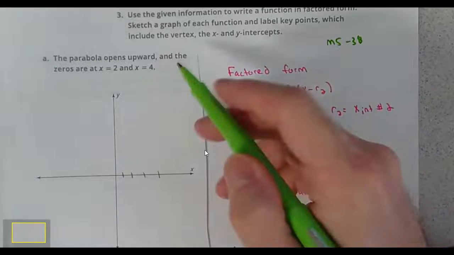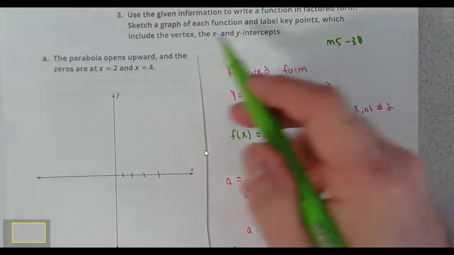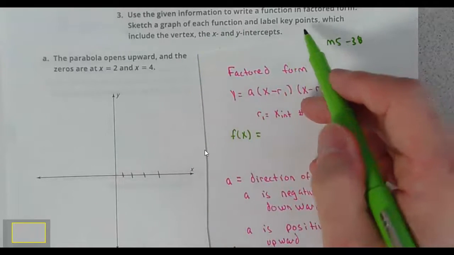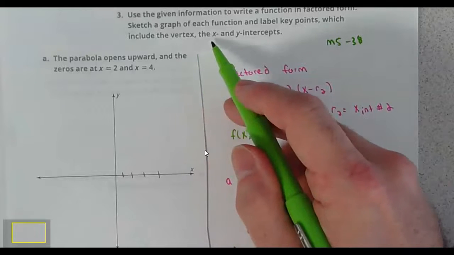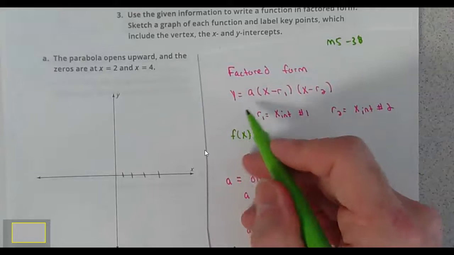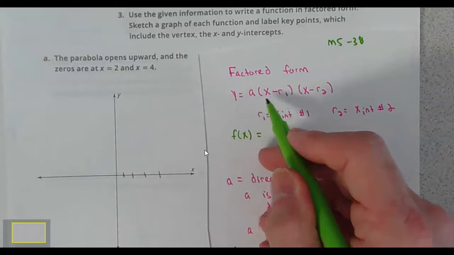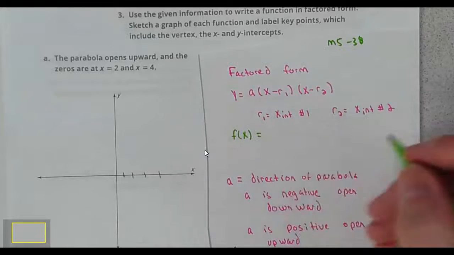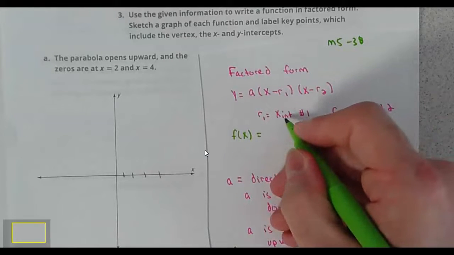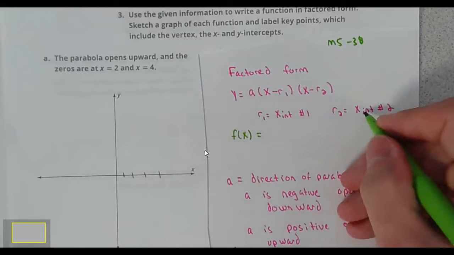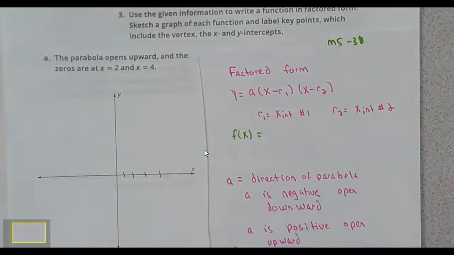So in this case, we're asked to use the information to write a function in factored form, and then sketch a graph of each function and label the key points, which include the vertex, x-intercepts, and y-intercept. When we looked at factored form, it's of this format: a times (x minus r1) times (x minus r2). In this case, r1 is x-intercept number 1, and r2 is x-intercept number 2.